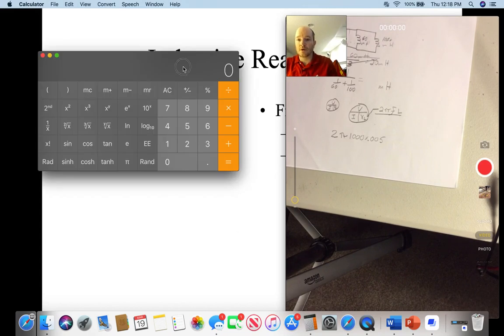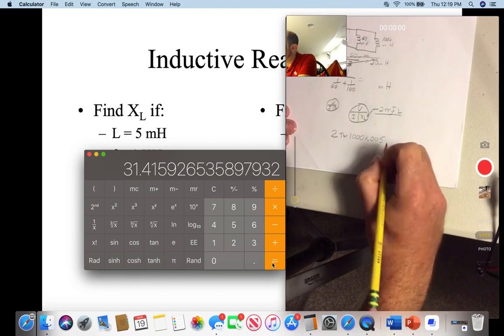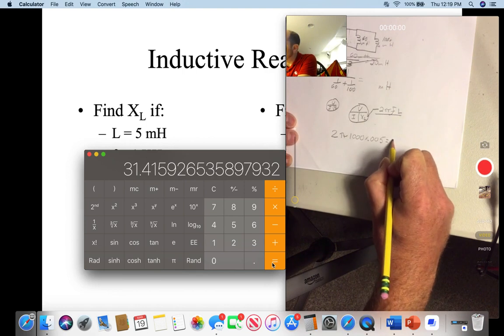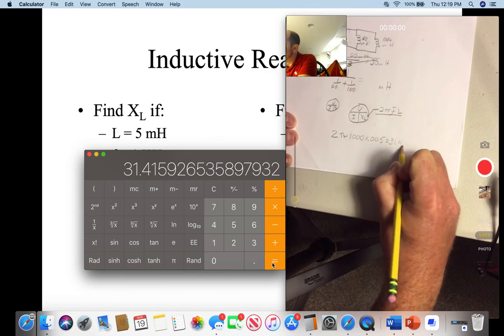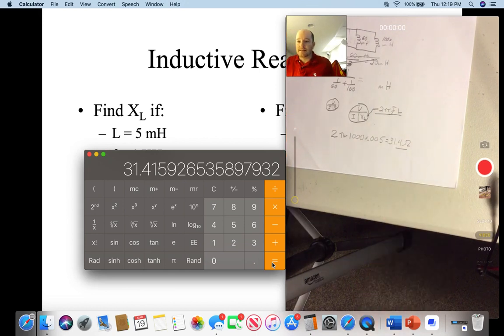numbers here. You can go ahead and jump ahead if you want, but we have 2 times pi times 1,000 times 0.005, which is going to equal, I came up with, assuming that I calculated it all right, 31.4 ohms. Okay, notice that that is in ohms now.